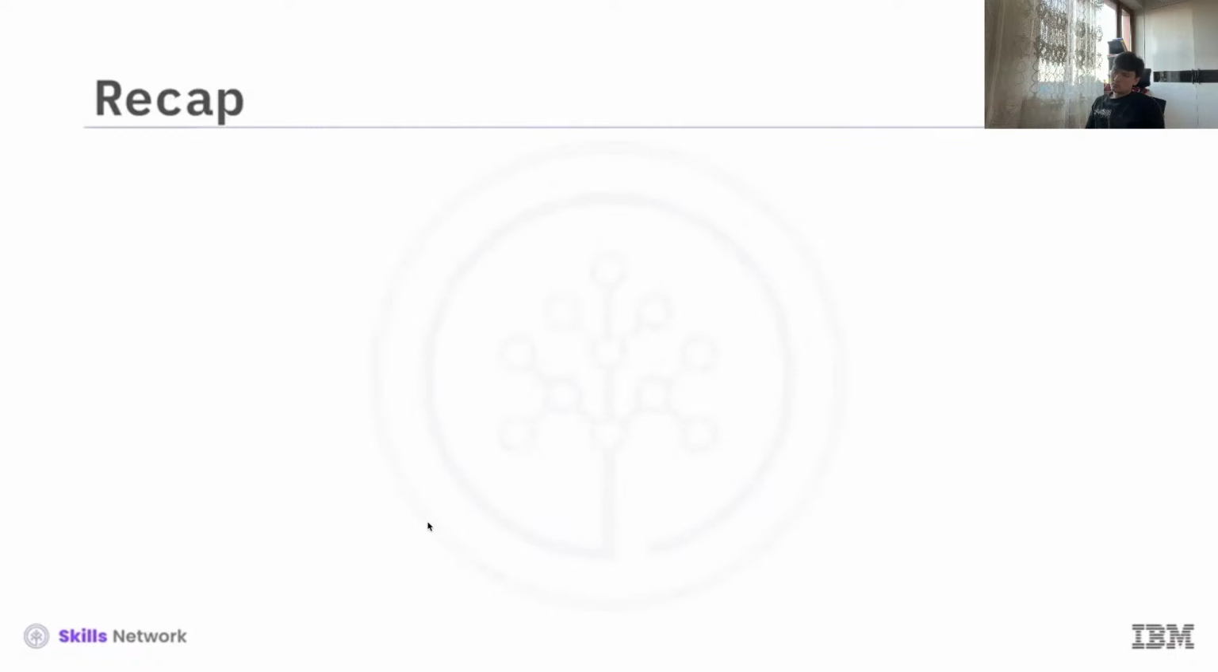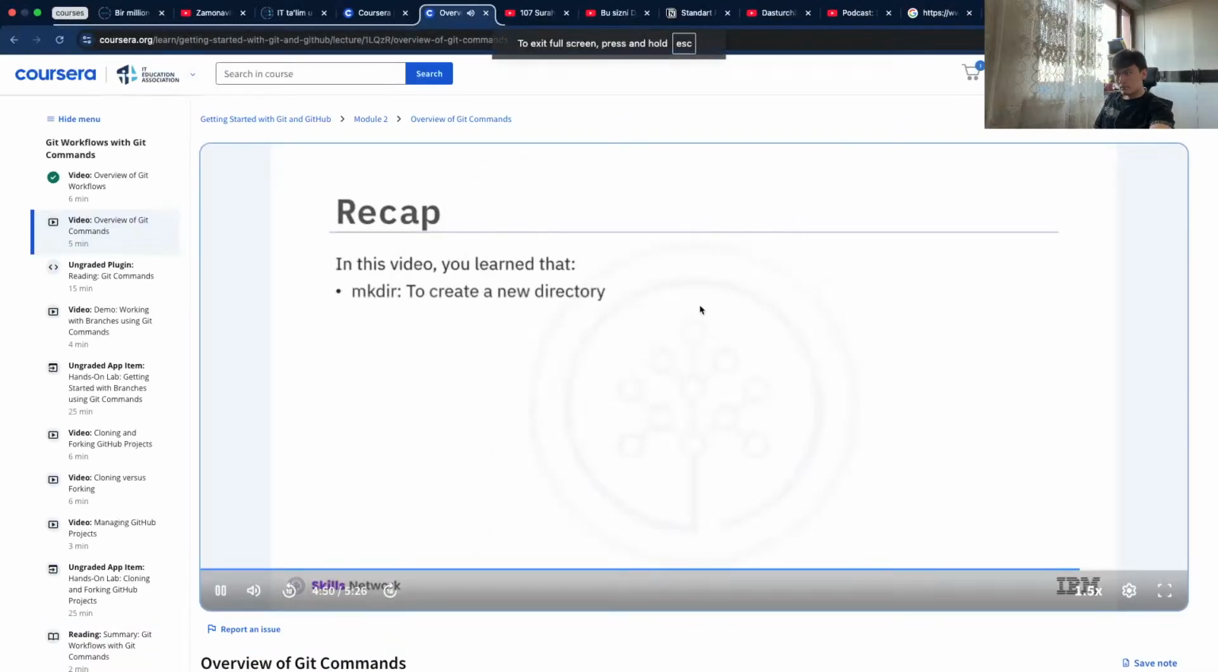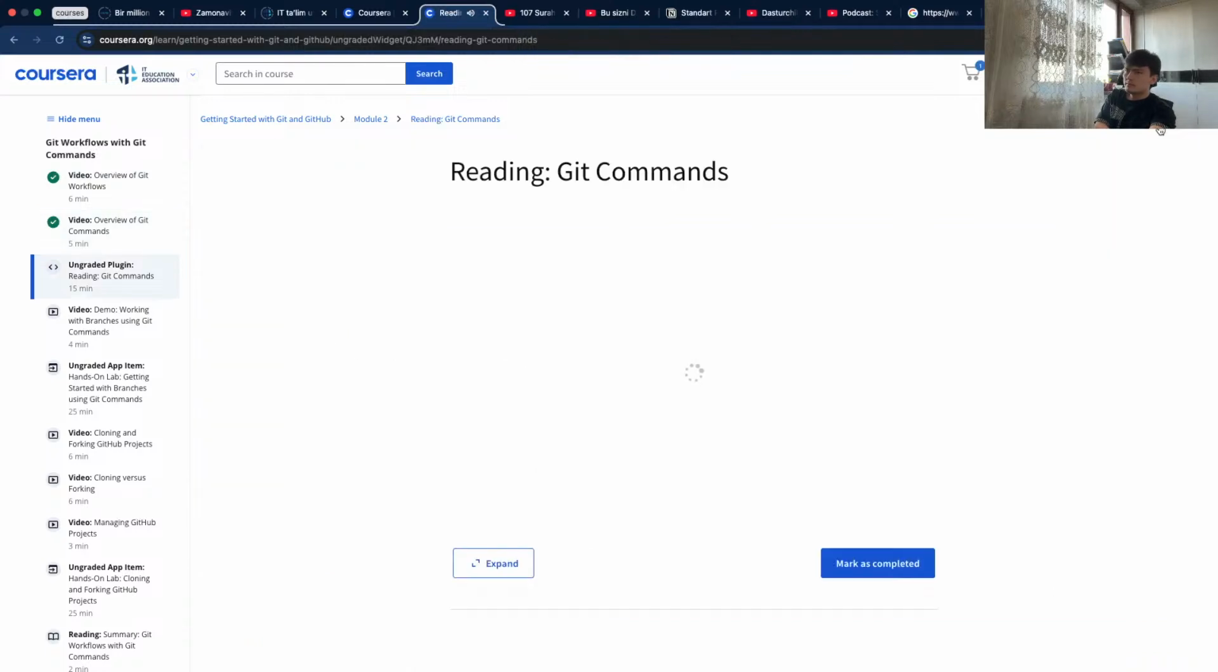Let's now recap what you learned. In this video, you learned about the CLI commands that you can use to perform various activities. The commands are mkdir to create a new directory, cd to navigate to a specific directory, git init to initiate.